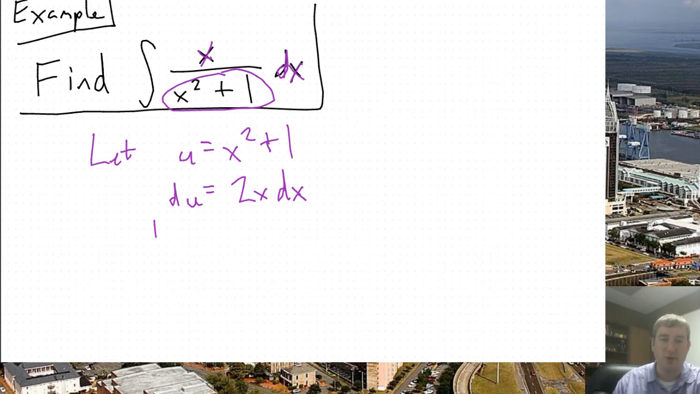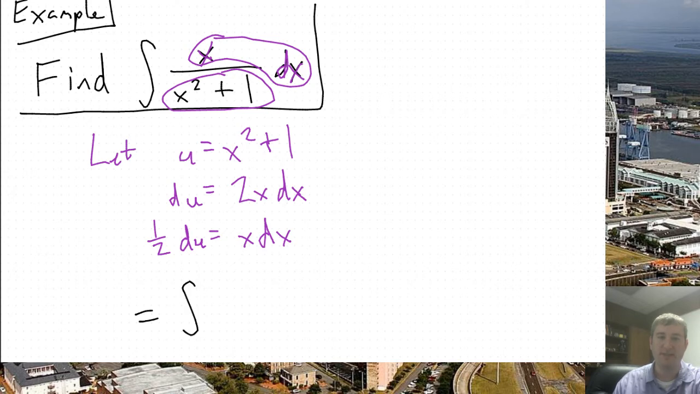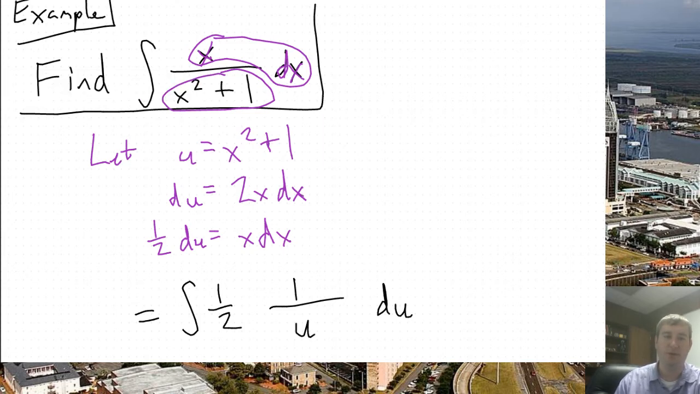I'll just throw a 1/2 on the left, and 1/2 times 2 cancels on the right. So I get that 1/2 du is x dx, and that x dx will then be replaced with my 1/2 du. So let me rewrite this as x dx becomes 1/2 du, and then I still have another fraction, 1 over, and then x squared plus 1 was replaced with a u. That should just be a u on the bottom. X squared plus 1 was completely replaced with u.